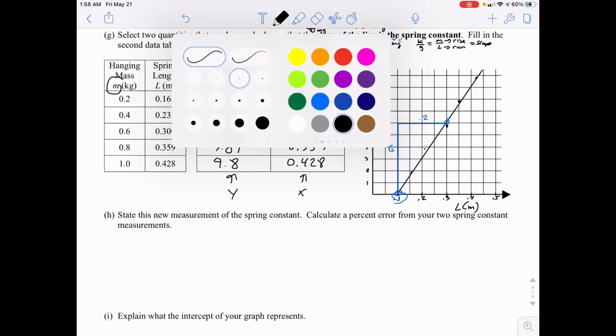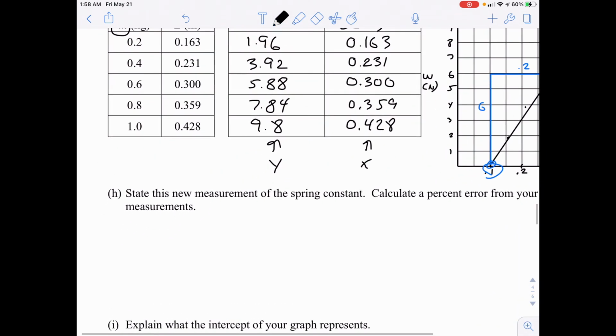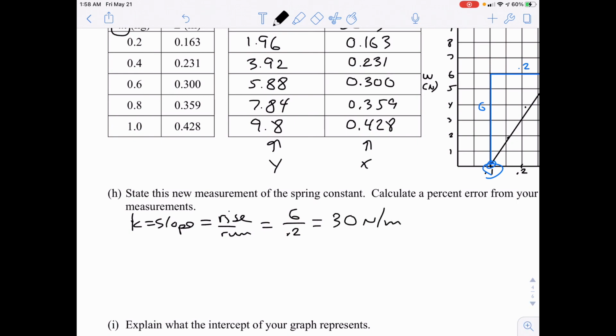So now we have our slope, which is our k. k is our slope, which is your rise over run, which in my case is about 6 over 0.2, and I get, let's see, what is that? That is 30, I think. So 30 newtons per meter, right?